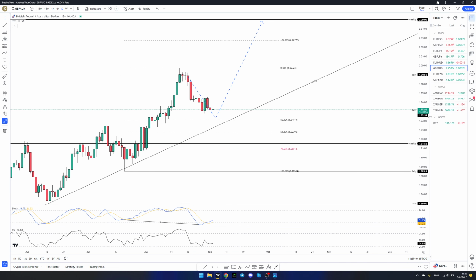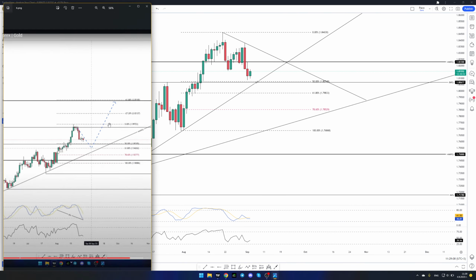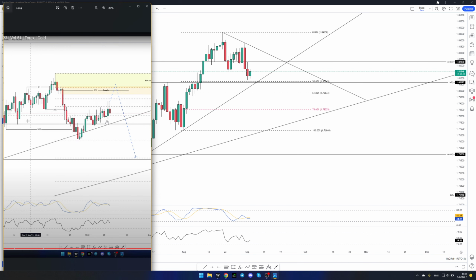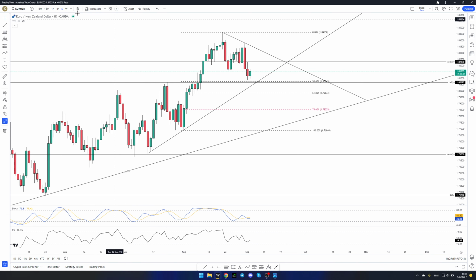Okay, euro to New Zealand dollar. Let's see what we expected last week. It was on the 4-hour time frame.